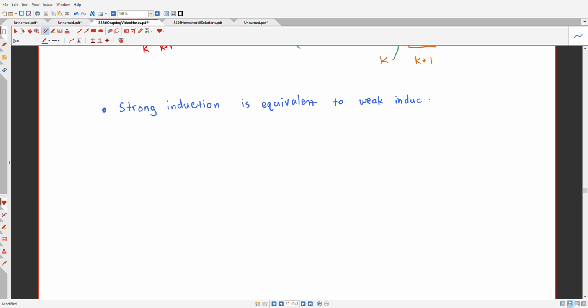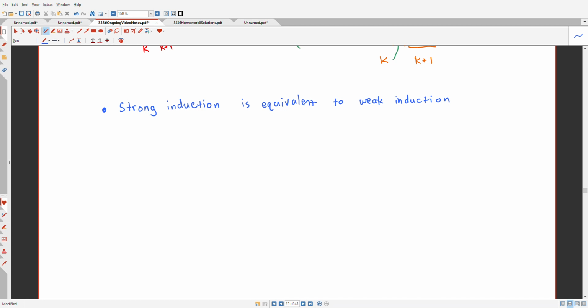What do I mean by this? What I mean is that if you can prove statements using weak induction, then you get for free this technique of strong induction. Vice versa, if you assume you have the ability to use strong induction, you get for free the ability to use weak induction. So even though these feel different, and one technique feels maybe more powerful than the other, it turns out they're equivalent. If you have one technique, you have the other.